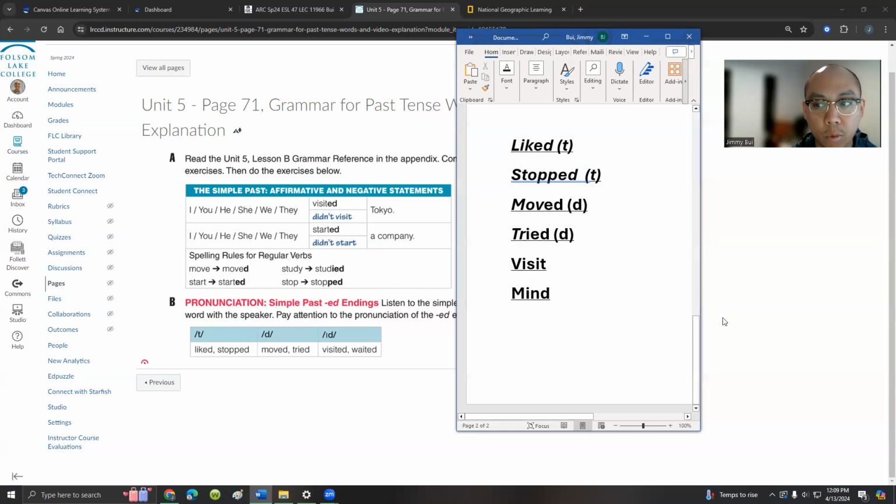Now, when we have words that end in the ta or da sound, and we add ed, we add an extra syllable, and the sound is id. Okay, so visit. It does not matter if it's vibration or not. It's the last sound, not the last letter. Ta or da. Visit. Mind. When you have T and D sounds at the end, and we add ed, it is an extra syllable. Visited, minded.